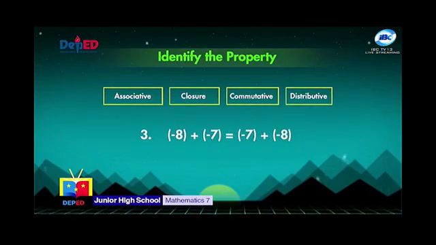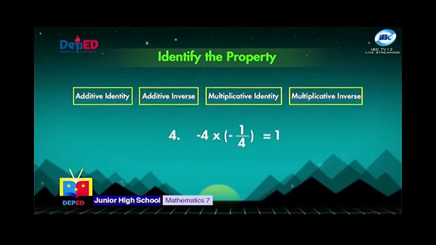Number 3. Negative 8 plus negative 7 is equal to negative 7 plus negative 8. Associative, closure, commutative, distributive. Number 4. Negative 4 times negative 1 over 4 is equal to 1. Additive identity, additive inverse, multiplicative identity, multiplicative inverse.